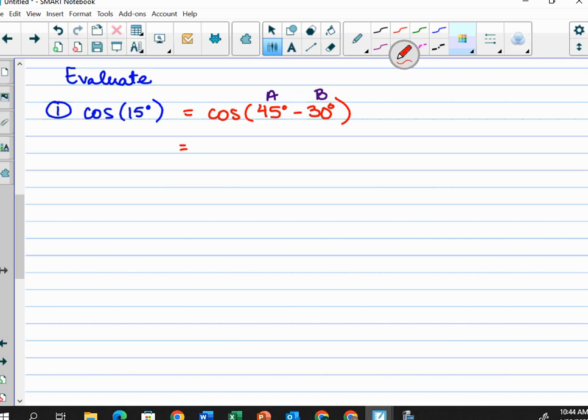So do you guys see it? It's going to be the cosine A, cosine B, plus sine A, sine B, like we see what formula we're using. Instead of A and B, I'm going to plug in the 45 and the 30. So this is cosine of 45 times cosine of 30 plus sine of 45 sine of 30.